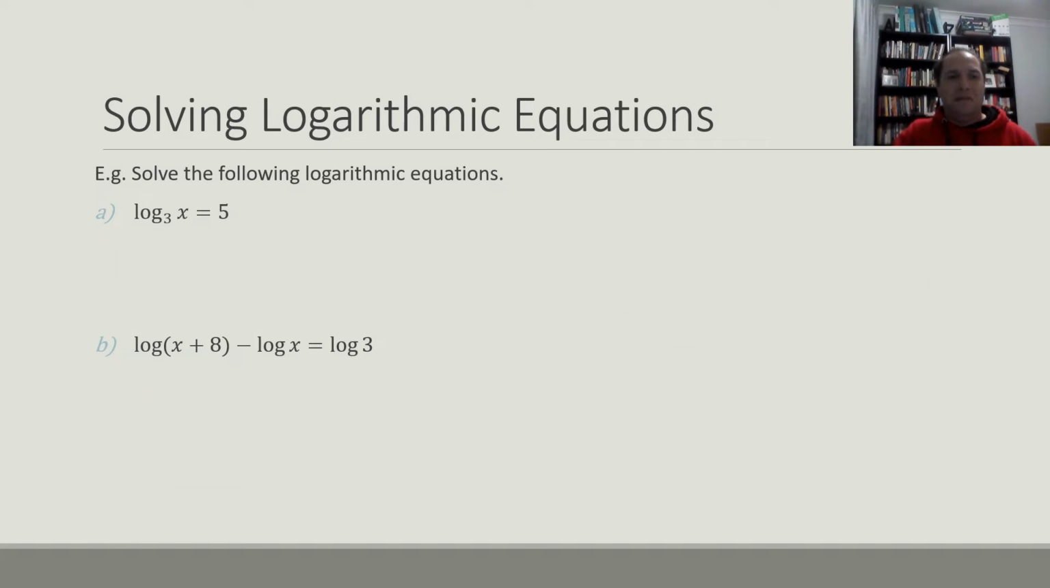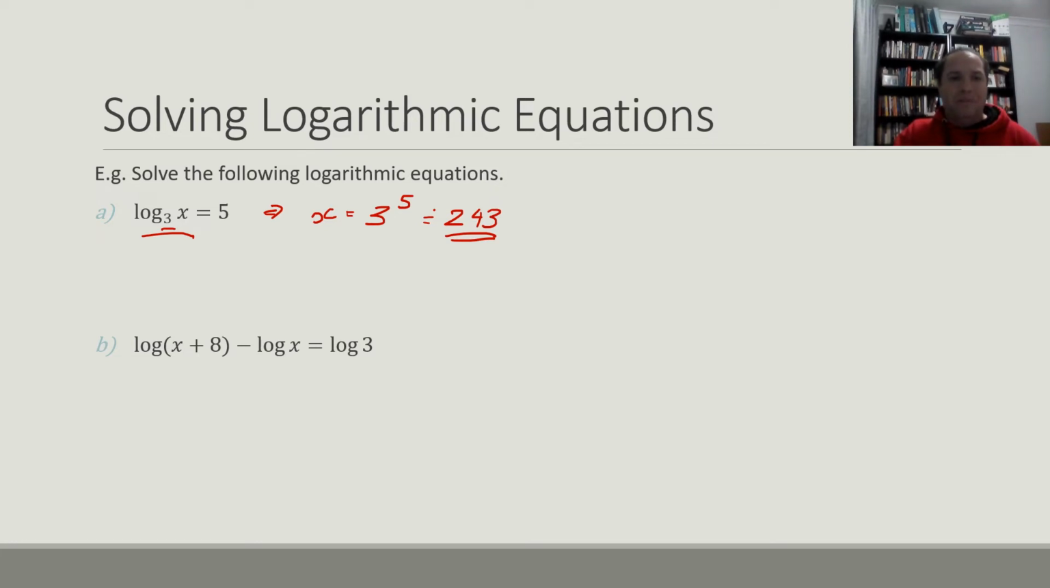Let's solve a couple of logarithmic equations. An easy one to start off with: we've got log base 3 of x equals 5. We can just go straight to our rewriting step. That means x is the same as base 3 to the power 5, and 3 to the power 5 is 81 times 3, which is 243. There's our first one solved, just doing our simple rewrite, knowing that our log can turn into our exponential equation quite easily.